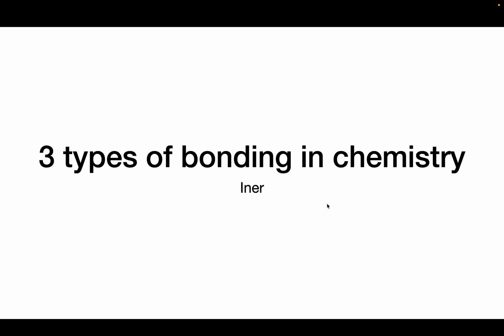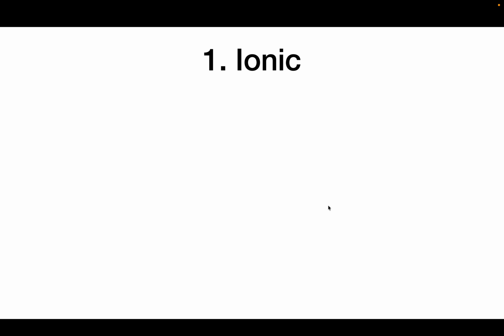If you are new to chemistry, you might be wondering what types of bonding there are in chemistry. Well, as you can see in the slides, there are three types of bonding. I'll explain all three of them in simple terms.